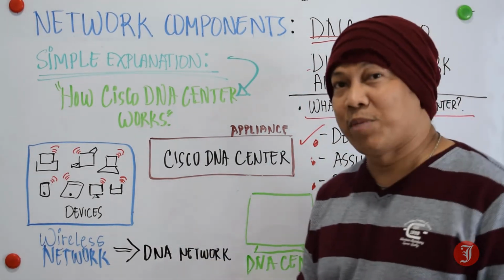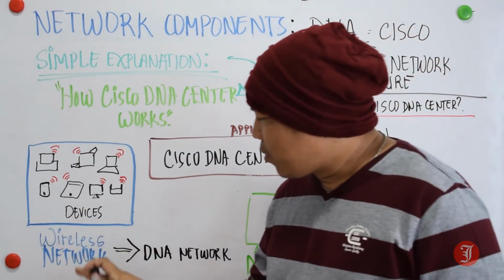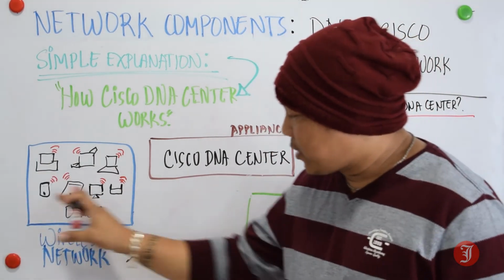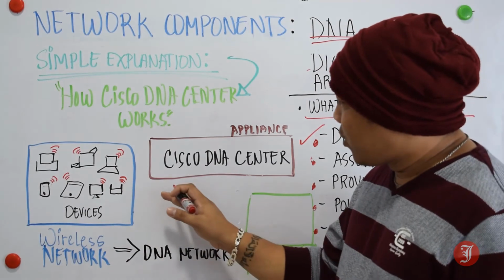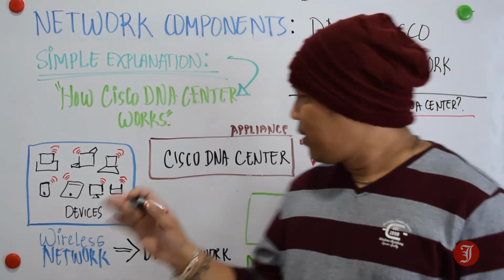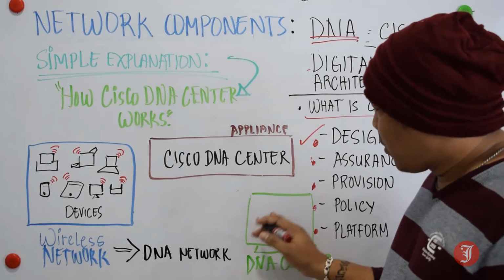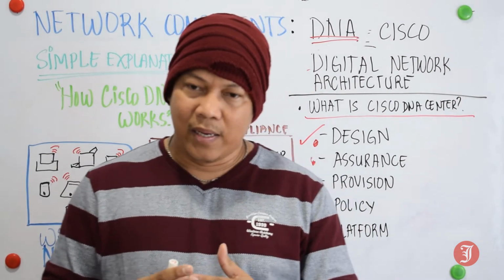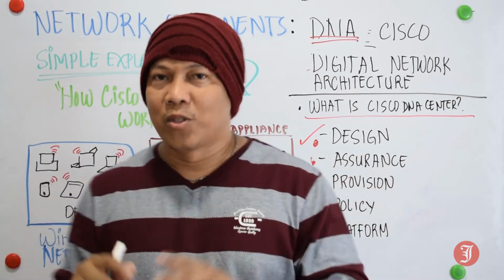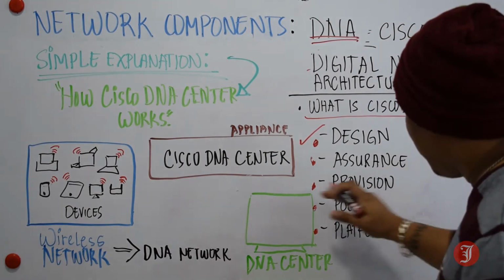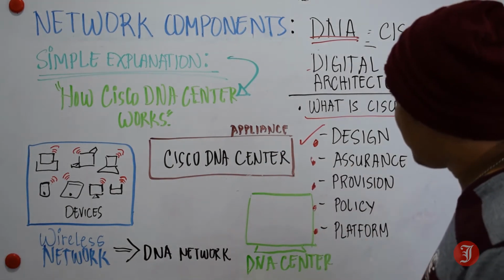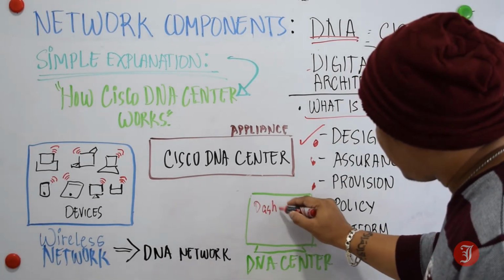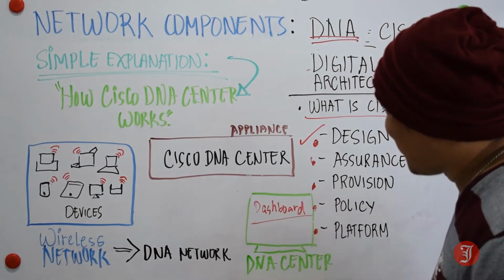Hindi man tayo ganun ka-expert. Okay? So, I have a wireless network. Itong kulay blue na to, pumapaload yung mga ating mga devices. So, wireless networks. Then, meron ako ditong appliance, yung actual hardware, yung Cisco DNA Center. At meron akong monitor dito. Sabi ko nga sa inyo kanina, yung dashboard. So, ano ba yung sinabi ko kanina? Is the central dashboard to the management, also automation and assurance. So ito yung ating spelling ng dashboard. Ito yung dashboard natin.